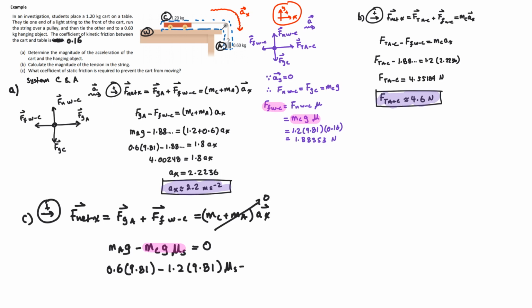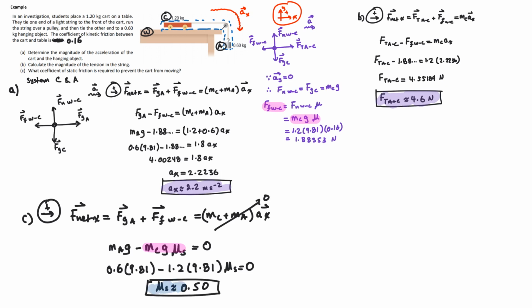Multiplied by mu s is equal to 0. And I'm going to do this on my calculator. And I should get, I believe, 0.5. And for 2 significant figures, it will become 0.50, my final answer.